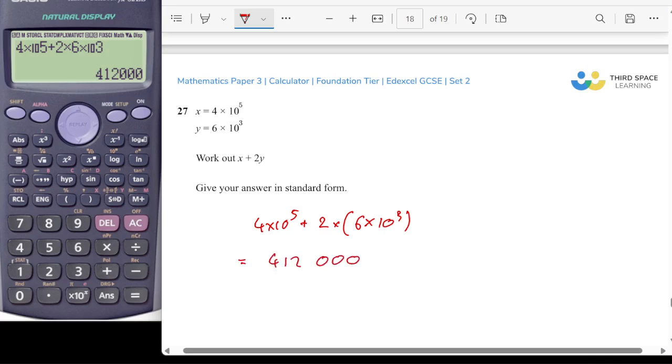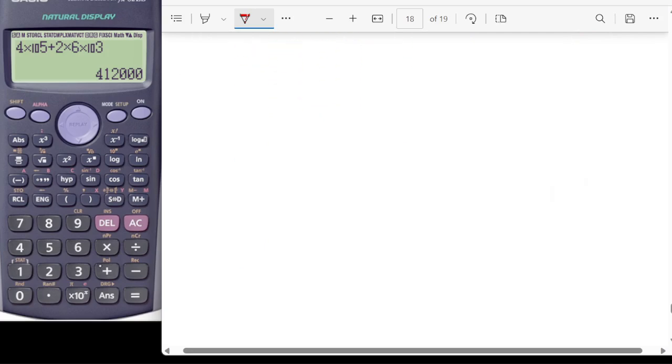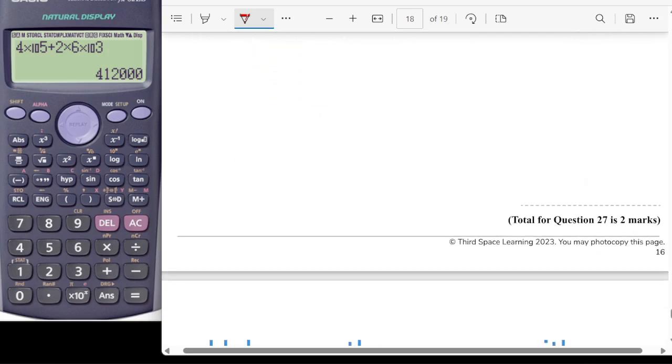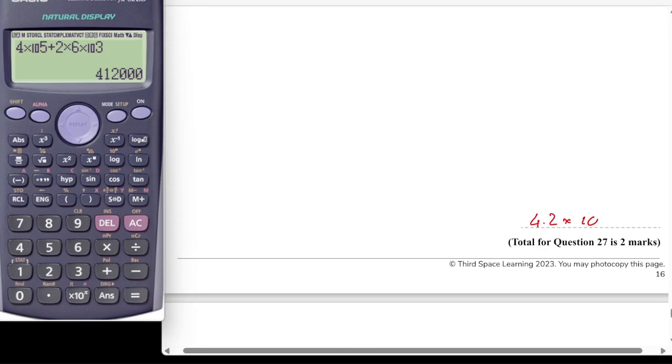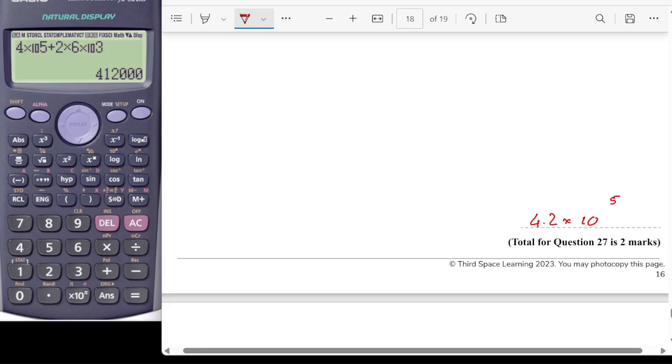So I'm looking at 412,000. To make that a number in standard form, that's going to become, where's my answer line? 4.12 times 10 to the, and then we've moved the decimal point to there, so we've moved it 1, 2, 3, 4, 5 spaces. And there we go.